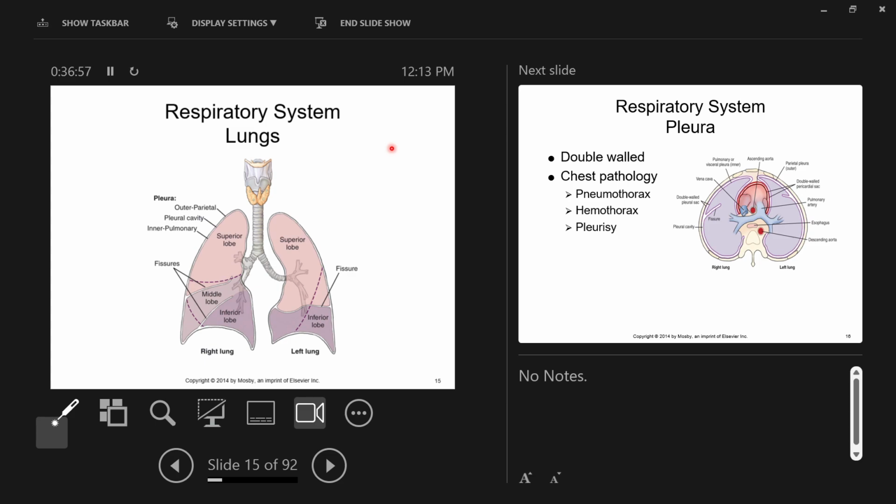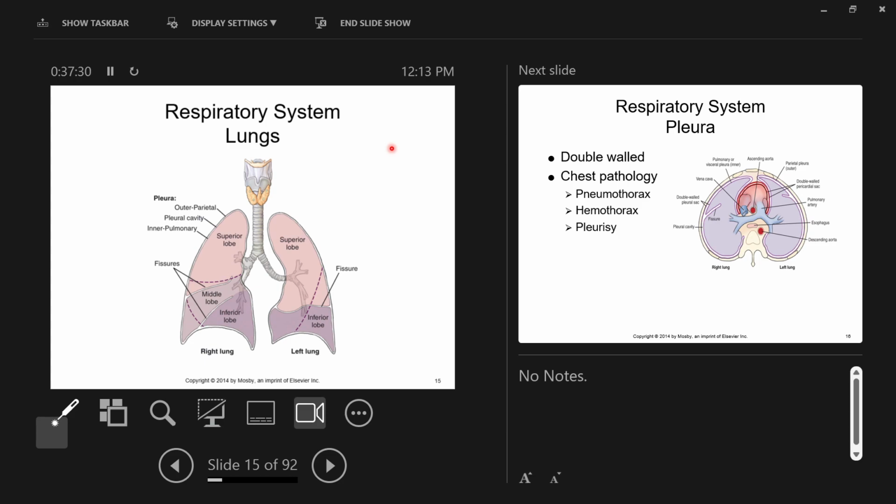Tall and skinny, two lobes, left side. We have to make room for the heart over here. So two lobes because we have to make room for the heart. The right side is wide and short. Left lung's tall and skinny, right lung is short and fat. Short and fat, right side, has three lobes: superior, middle, and inferior. Top, middle, bottom.